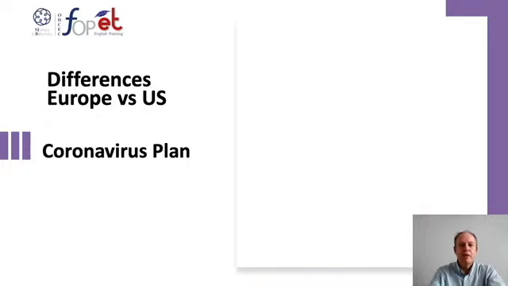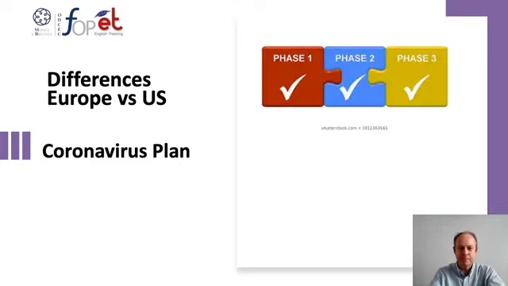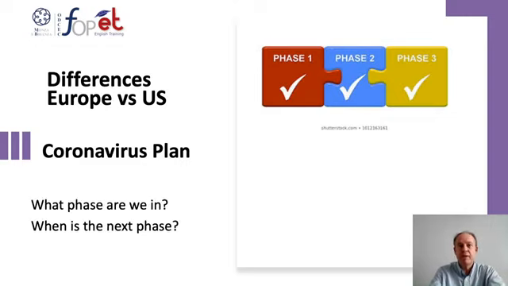Okay, another difference, the coronavirus plan. So obviously there's a difference here. The plan. Phase 1, phase 2, phase 3. In America, we're talking about phase 1, phase 2, phase 3. In Italy, we're talking about phases, phase 1, phase 2, phase 3. So, should be the same. What phase are we in? When is the next phase?